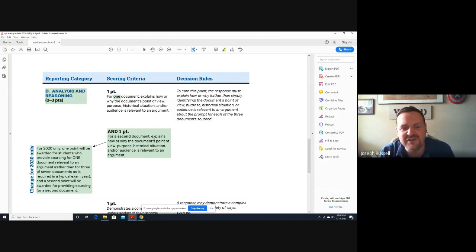The document's point of view, its purpose, those are all valid things. I just encourage you to think about these things a little bit more organically. I hate the acronym because I feel like it mystifies a thing that really shouldn't be. Note that the document's point of view, purpose, historical situation, or audience is relevant to the argument over here in the decision rules. But note this language right here.